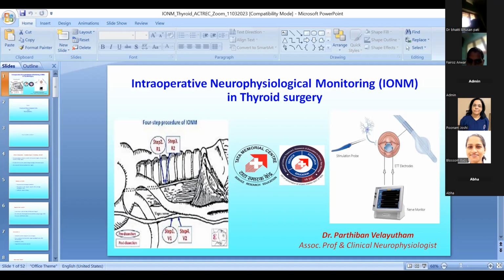When it comes to the history of IONM, the application of IONM in thyroid surgery was initially proposed by Professor Donald in 1966 and followed by Flisberg in 1969. They implemented it and found some interesting things on the recurrent laryngeal nerve identification using these electrophysiological methods.